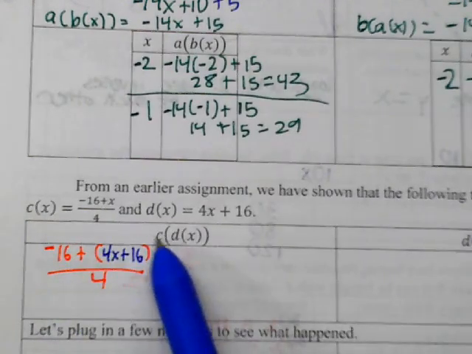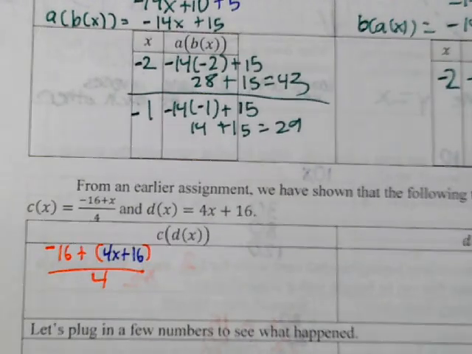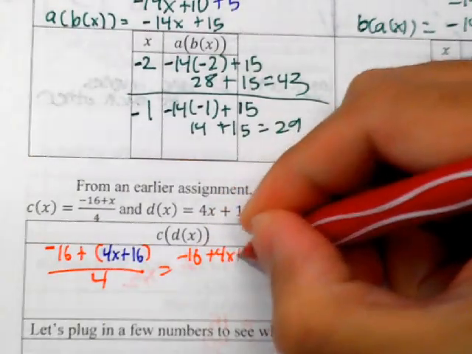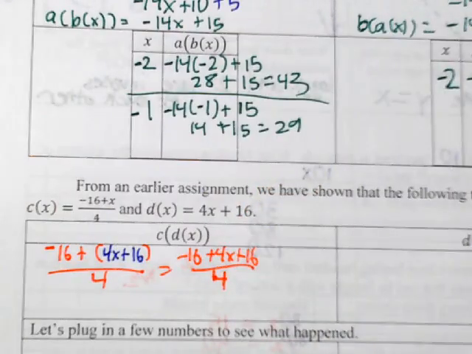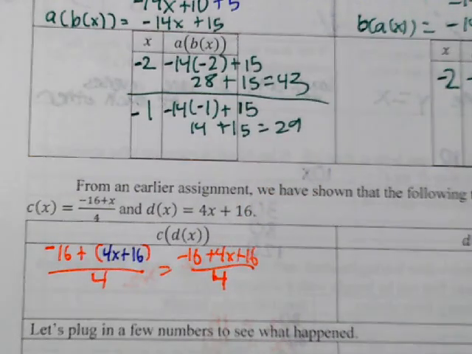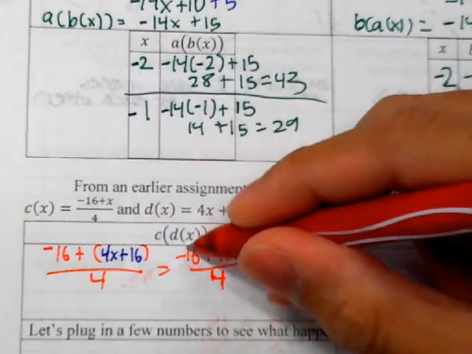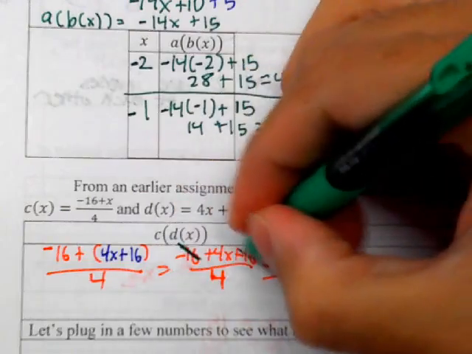And then from there, you can either combine up the numerator first, or you can divide. I'm going to combine the numerator first. So negative 16 plus 16, those cancel out to 0, right? So that just leaves 4x over 4. And 4x divided by 4 would be just x. Okay, so c of d of x simplifies to just x.